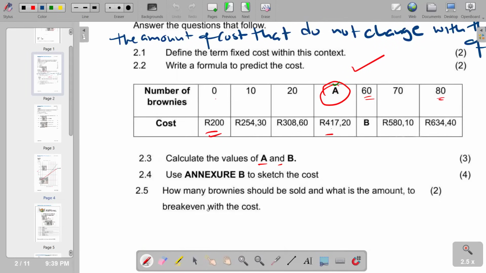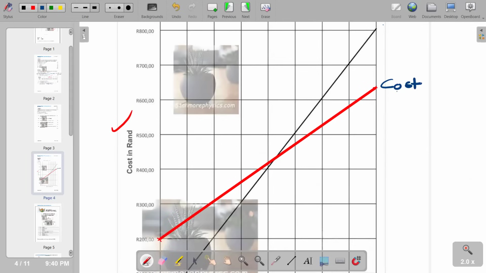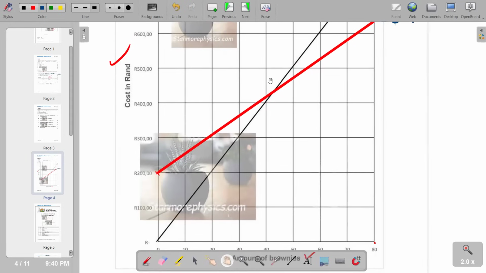How many brownies should be sold to break even with the cost? Of course, at break even, total revenue will be equal to total cost. Then you see the number of brownies at the intersection of the total cost curve and the total revenue curve. We have the cost curve, and the revenue curve is the 45-degree line. They intersect at this point, so we can indicate the point of intersection here.